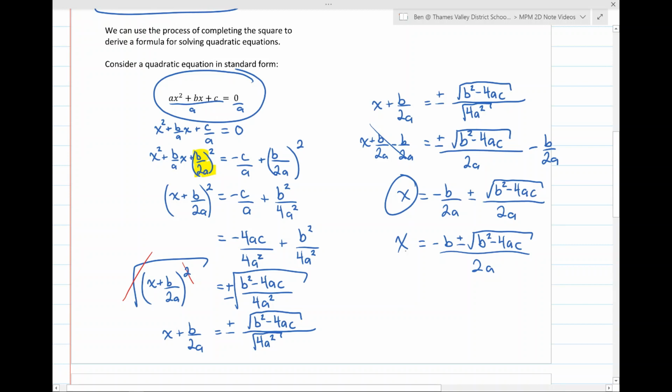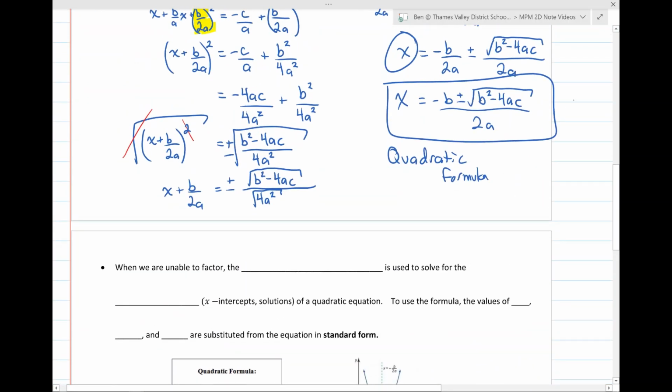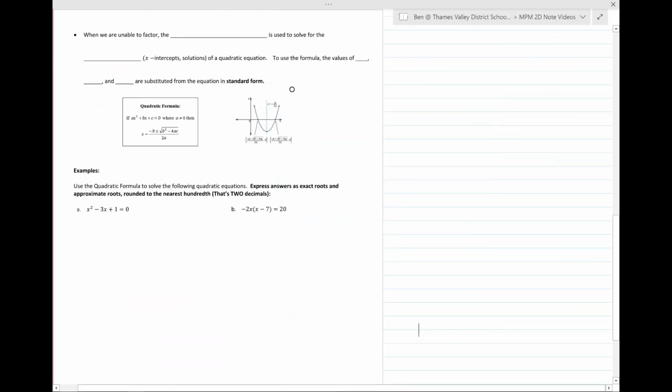Now, what we can do is use this equation, the quadratic formula. That's what this is known as, the quadratic formula. And we can use this here in order to find the roots of any quadratic in standard form.